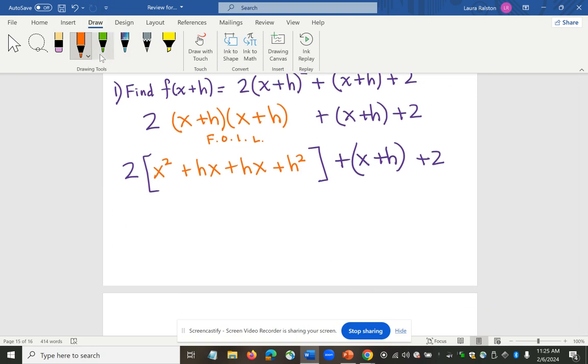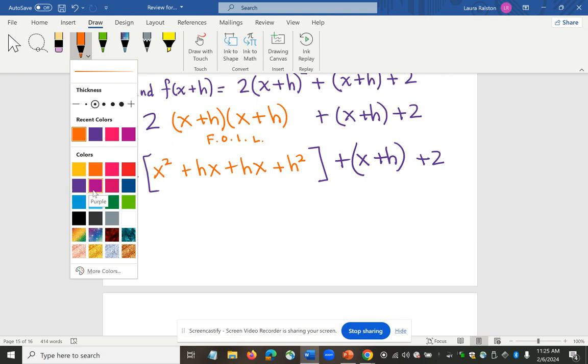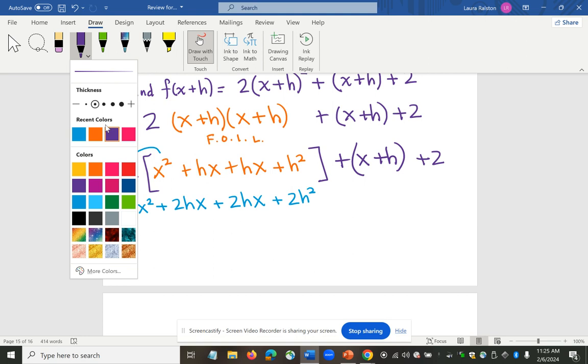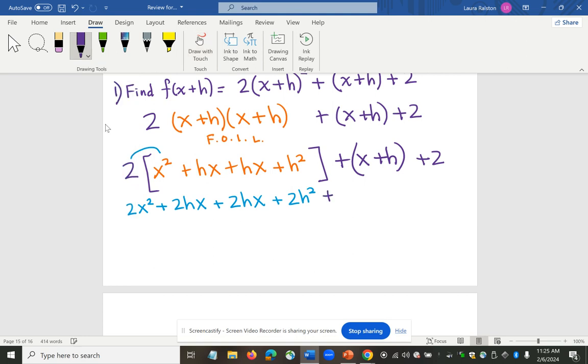Distributing the 2, I could combine like terms first, but I'm going to distribute the 2. So I have 2x squared plus 2hx plus 2hx plus 2h squared. And then I still have plus, there's a 1 there, so plus 1x plus 1h plus 2. And then the last step is to combine like terms.